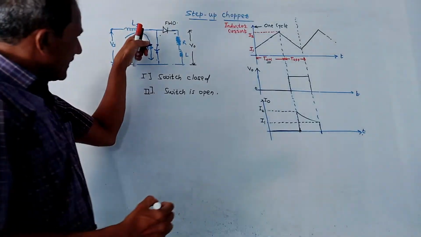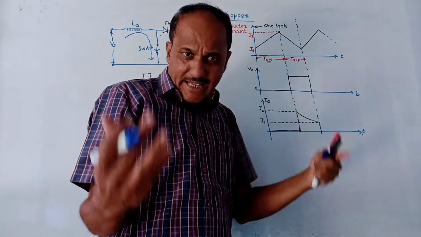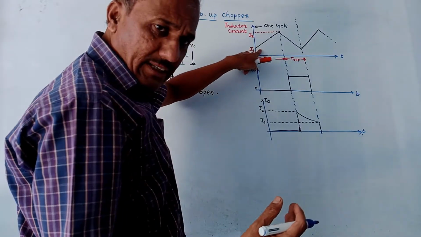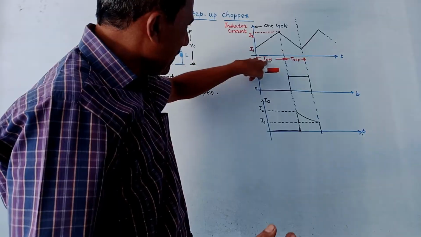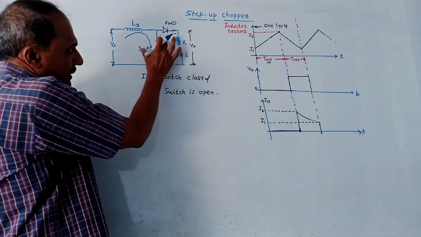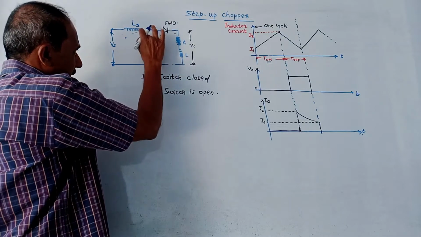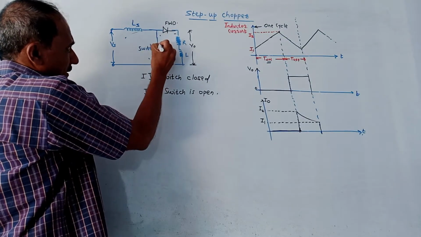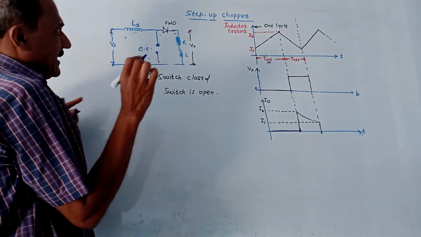But this is an inductor, a large value inductor. So the inductor started storing energy, because of which the inductor current increases, let us say from I1 to I2, like this. This happens during T1, that means during the period when the switch was closed. Next interval, when the switch is open. If the switch is open, then this is open circuited. I will write it over here, OC, open circuited.